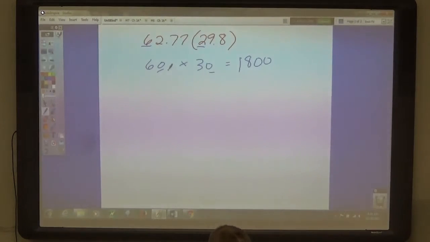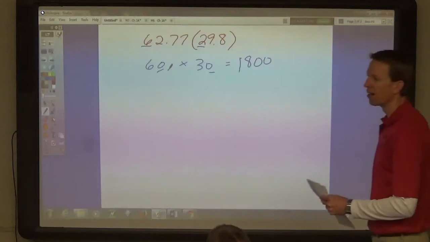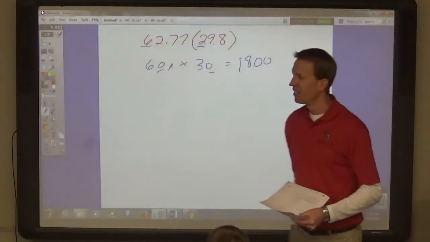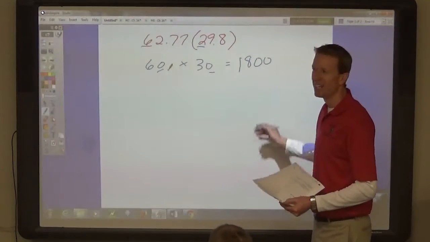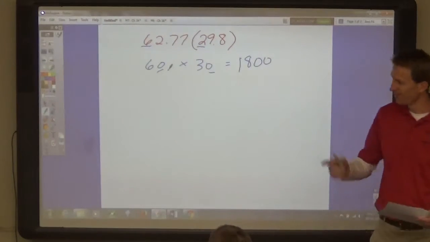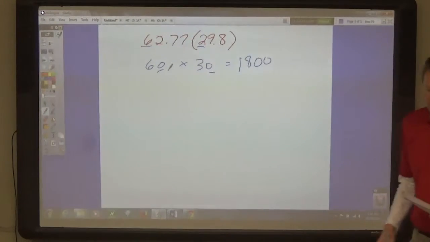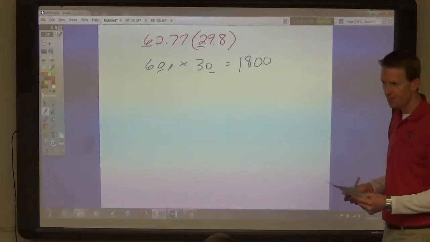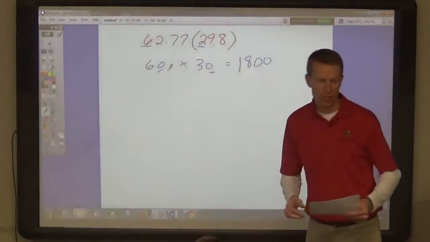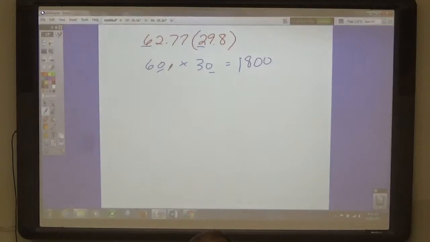So is that reasonable? The answer 187? No. Again, what's wrong? The decimal point. Exactly. The decimal point's in the wrong place. And that's usually the case. That's usually the problem when it's not reasonable. Look at the next one.